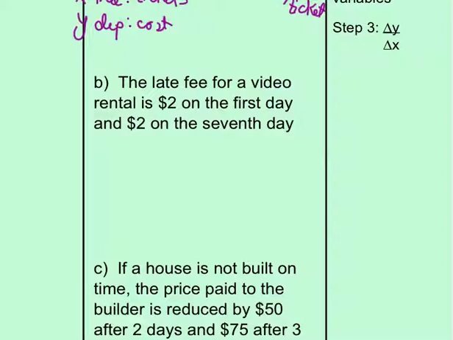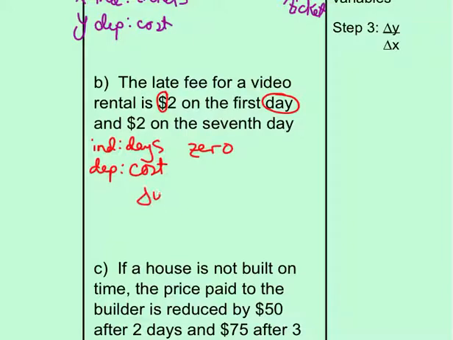All right, second example, the late fee for a video rental is $2. So there's our first variable on the first day, and $2 a day on the first day and the 7th day. So that's our second variable. We have time, so there's our independent variable. So our dependent variable is the cost. All right, so as the number of days increases, what happens to the cost? Nothing. This is our zero slope.